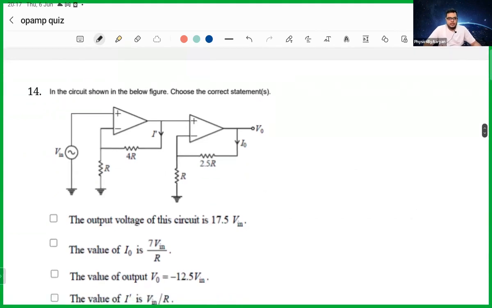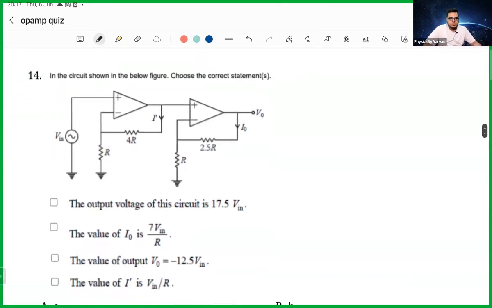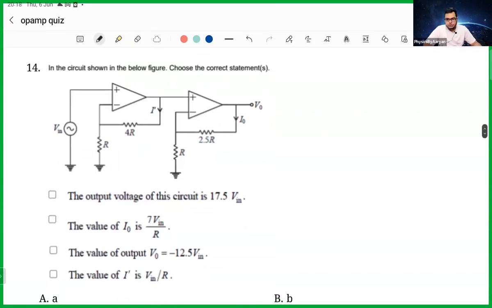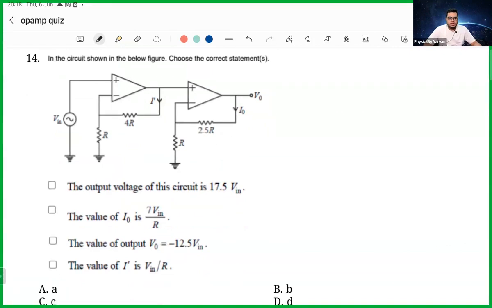14th. In the circuit shown in the figure below, choose the correct option. The output voltage of this circuit is 17.5 into V input. So we need V output in this case. We need I naught in this case. This I naught, we need means again we need V output. So either V output is this or V output is this. And then we need I dash. I dash is this.